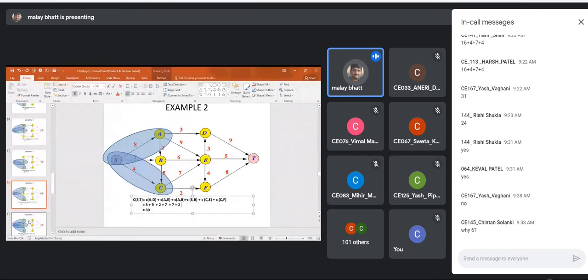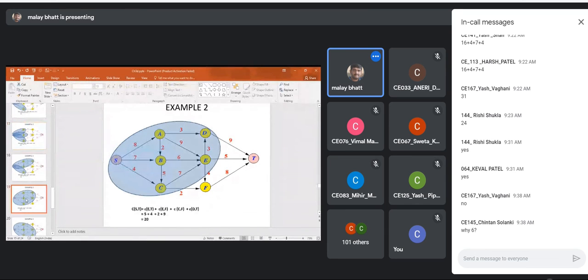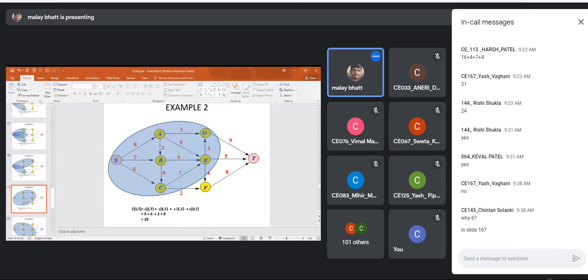Similarly, we'll consider S, A, B, C all together. So we'll get the value as 27. You can check it later on. Similarly, we can consider another group, S, A, B, C, D, E, because many combinations are possible. So we are taking a few of them.